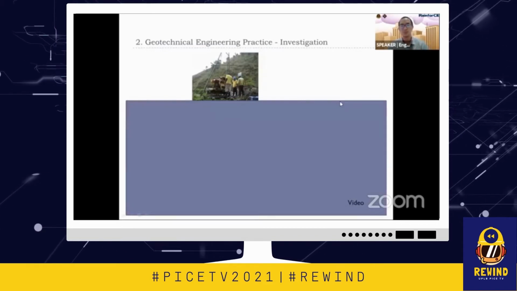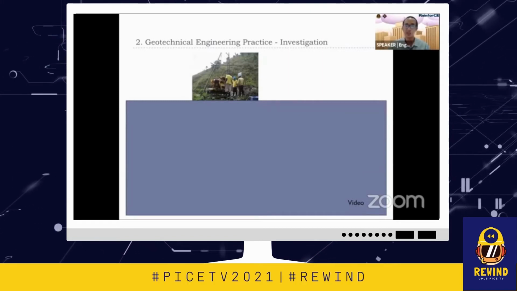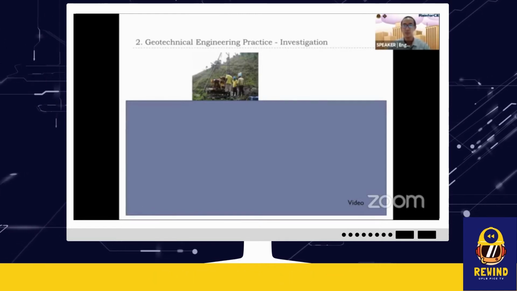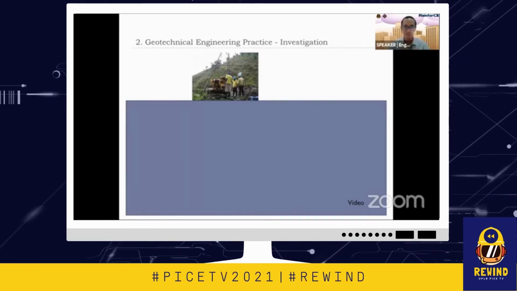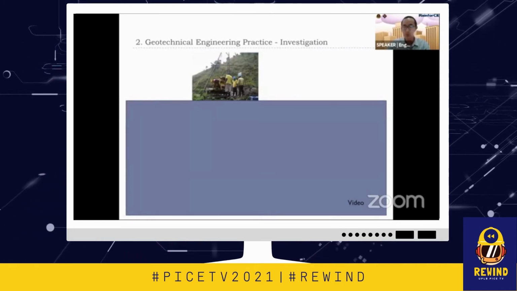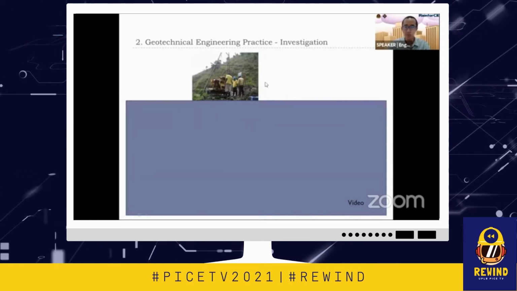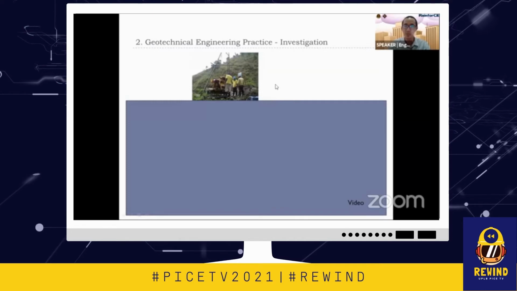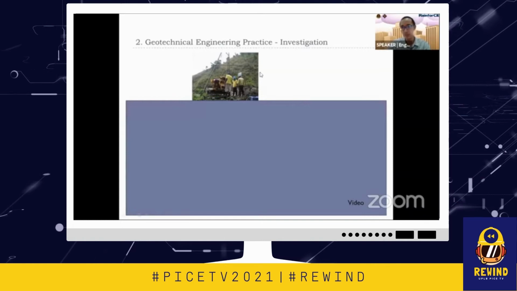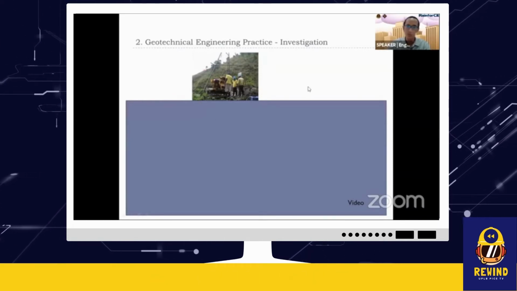Okay, so on this part, we're going to talk about geotechnical engineering practice. The first thing we want to talk about is geotechnical investigation. Probably, I assume all of you have seen this type of rig in our streets. Because of the many construction projects nowadays, you can often see rigs like this in the streets or on corners of vacant lots. So what is this rig doing?